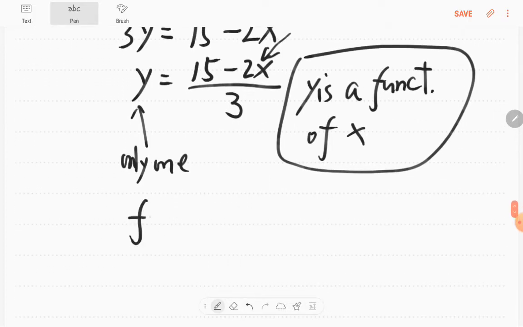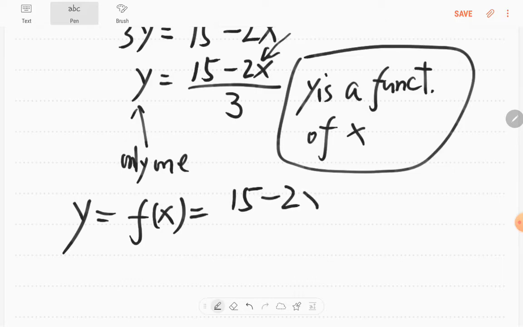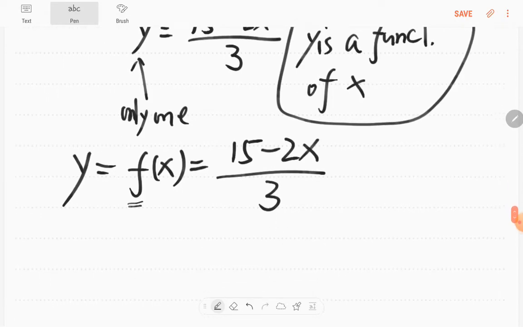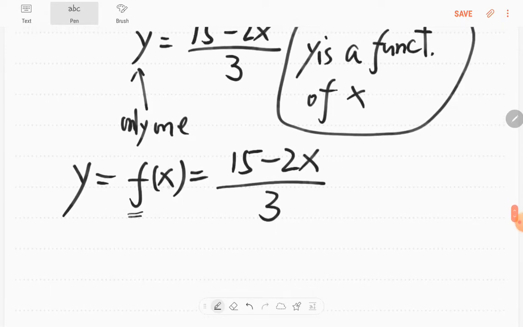So here y equals f of x. What is f of x? f of x is given by this one, (15 minus 2x) divided by 3. Here f is called the name of the function. So the input is x. How do we get the output? We use this way to get the output. We multiply by 2, then 15 minus that number, divided by 3. You get the output. So this is the function.